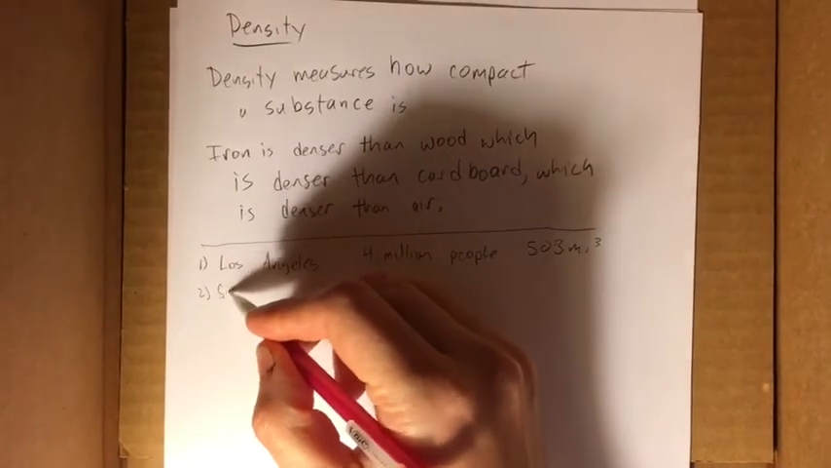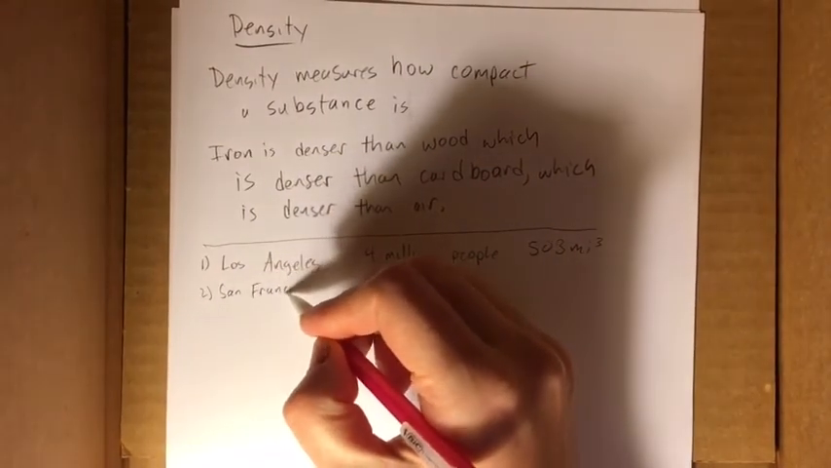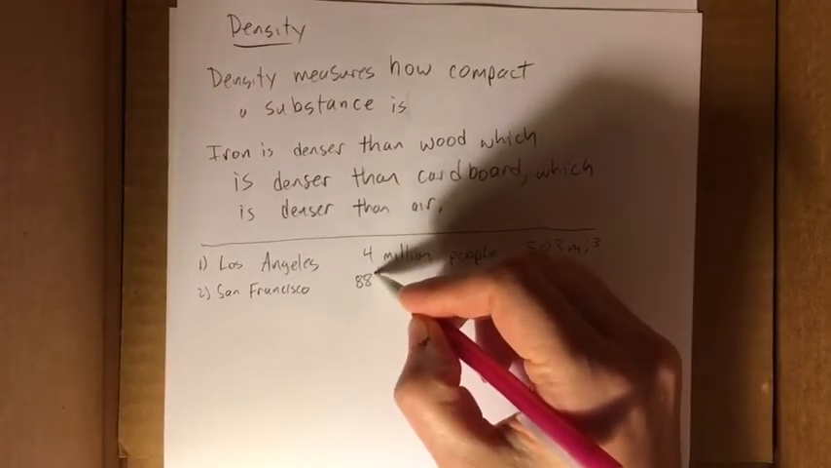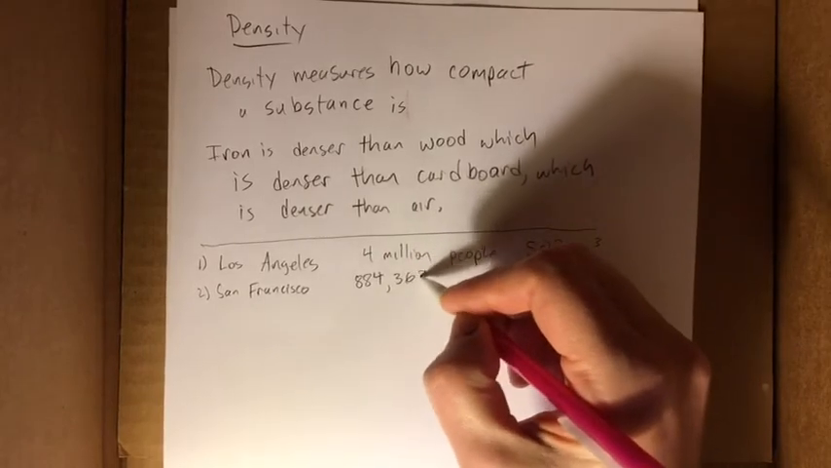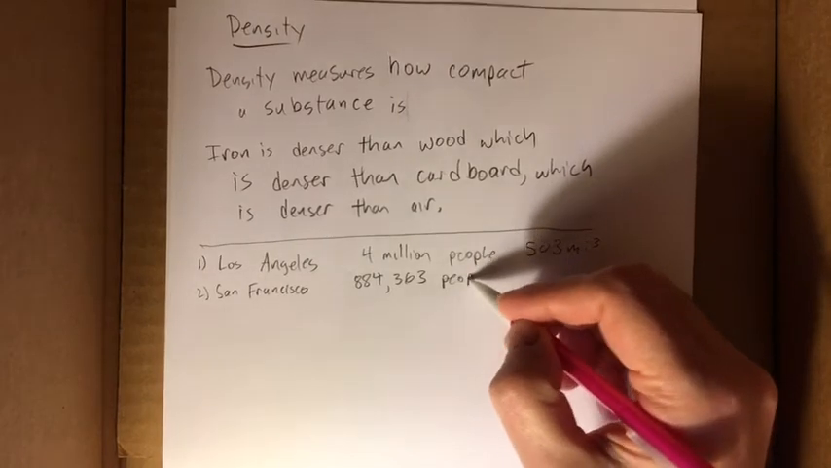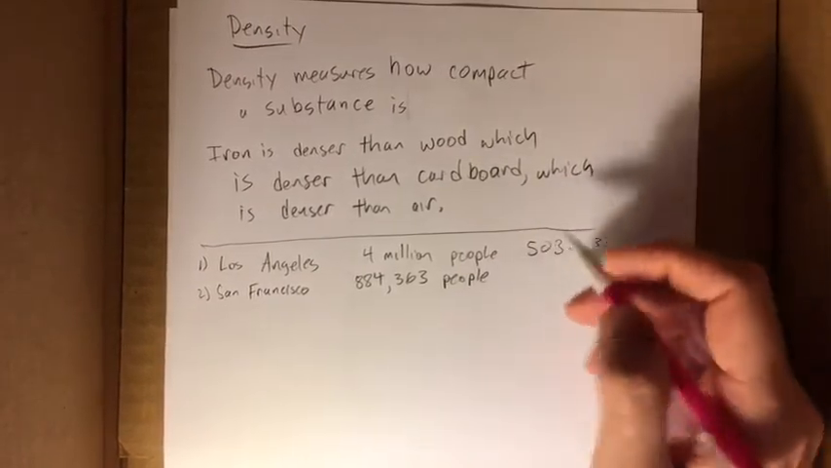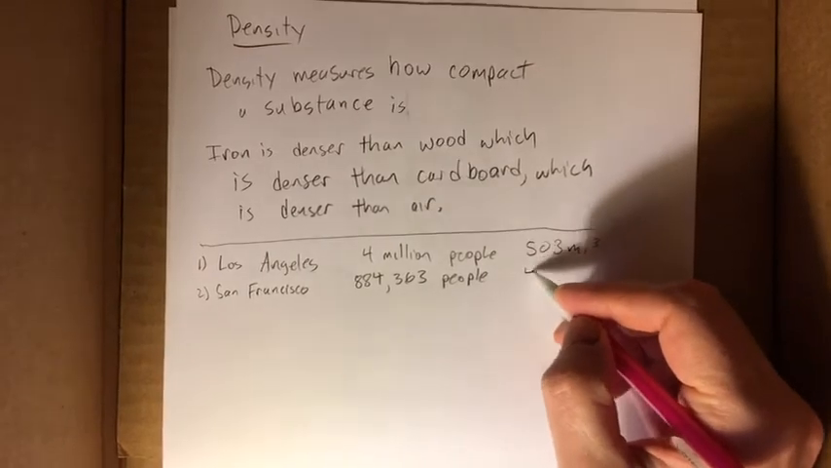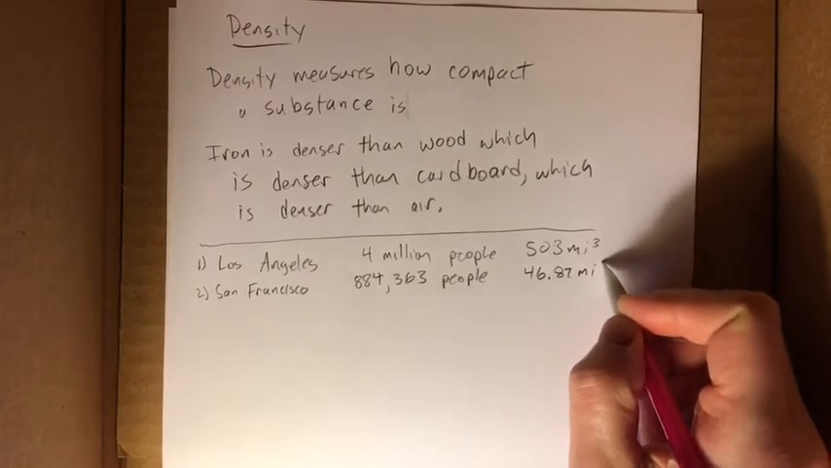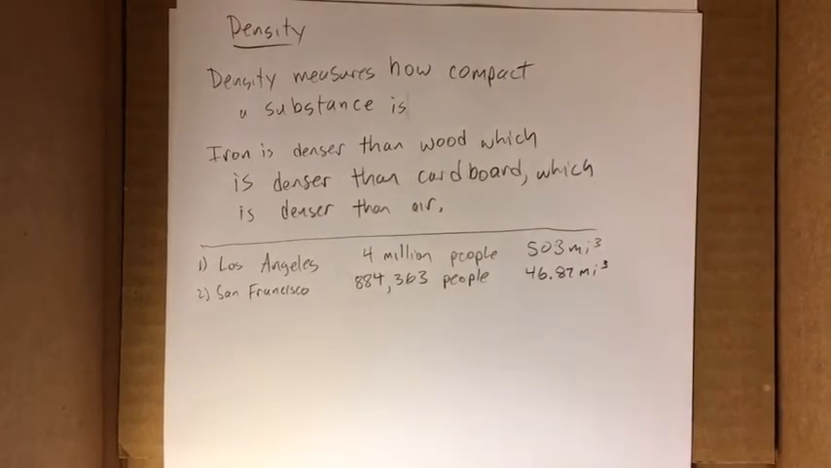Next, we'll do San Francisco, which has a much smaller population. It has 884,363 people. And the square miles, it's only 46.87 miles. Really, San Francisco is basically a square. It's the end of a peninsula that is approximately 7 miles on one side and 7 miles on the other. So it's a tiny city.